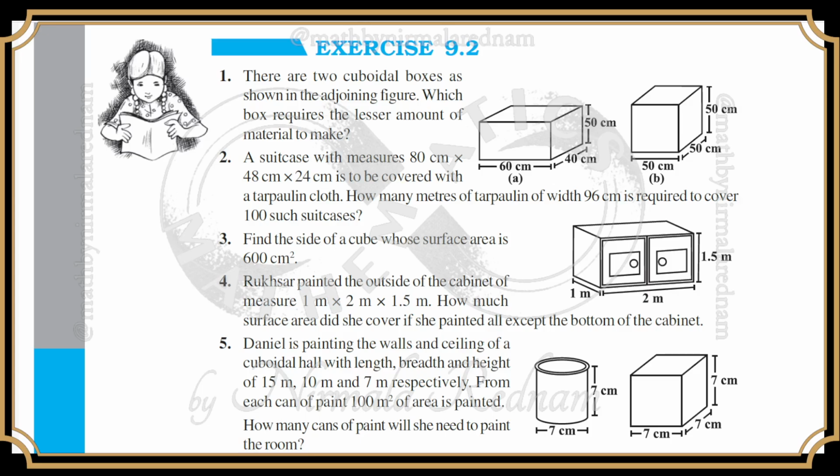There are two cuboidal boxes as shown in the joining figure. Which box requires the lesser amount of material to make? So you can see that the boxes they have given here, the first one is a cuboid, right? And the second one is a cube. Let's write it down.